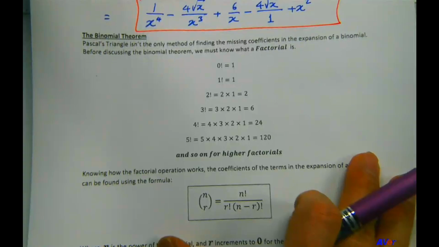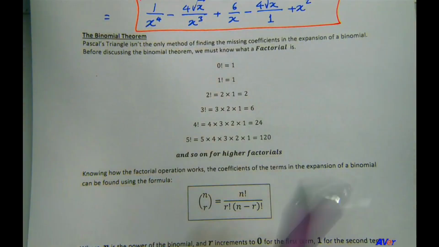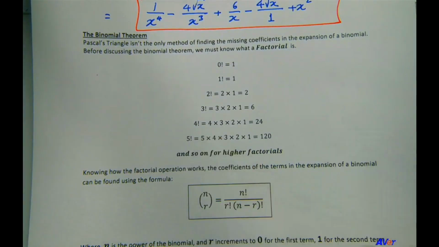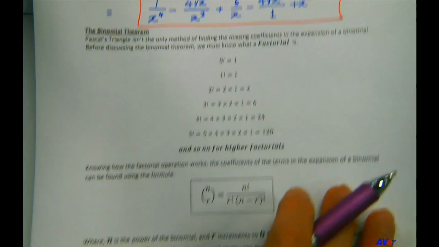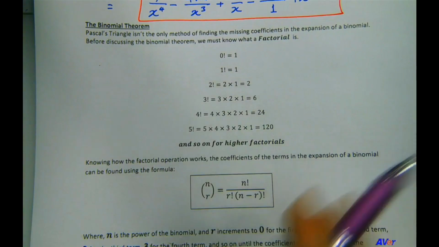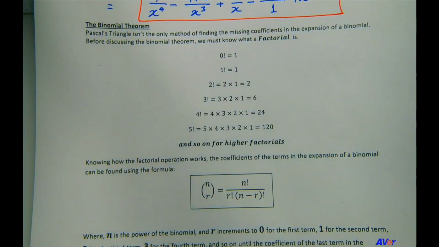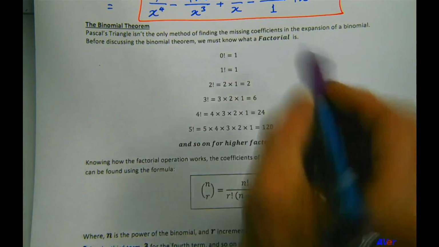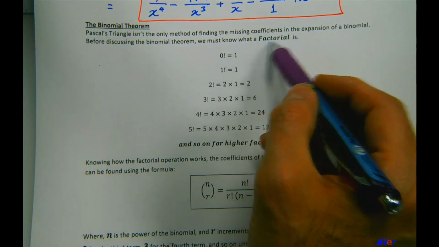Okay, so now the second method. Pascal's triangle is not the only way we can find those coefficients. Another way is using the binomial theorem. So before we apply or talk about the binomial theorem, let's make sure that we know what a factorial is.